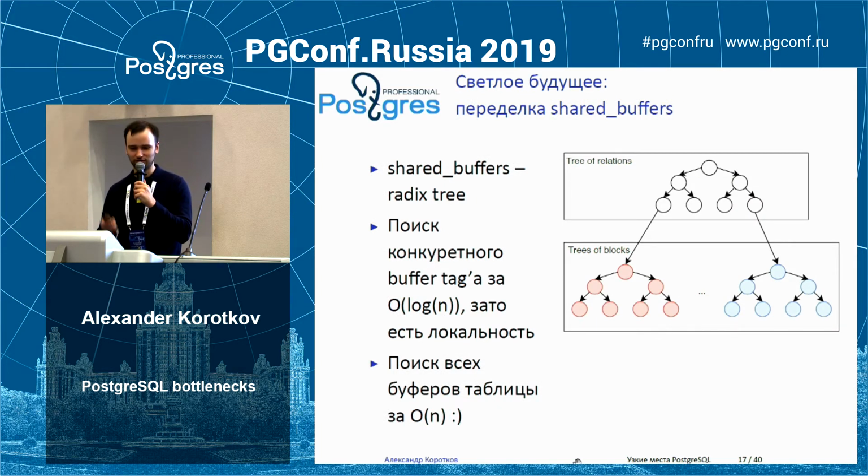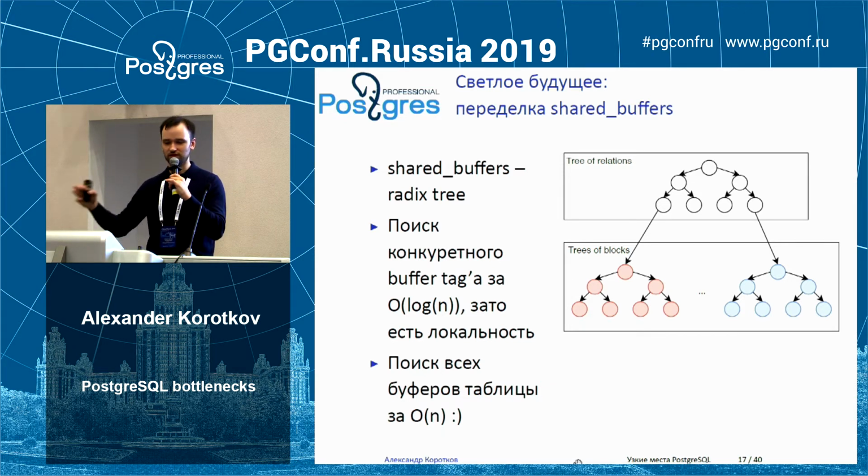So the nearest bright future of shared buffers looks something like this, where we go away from the flat hash table and get to a radix tree. This will be a tree of trees. At the top level we have a tree that matches relations, and at the bottom layer we will have the trees that are produced by different blocks. In this tree, the search will be logarithm of N small and N big, where N small is just the number of buffers in a specific table.